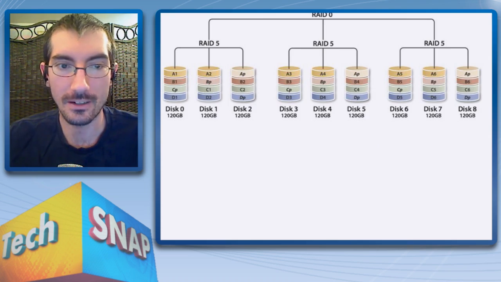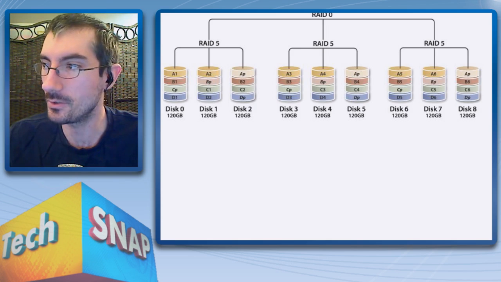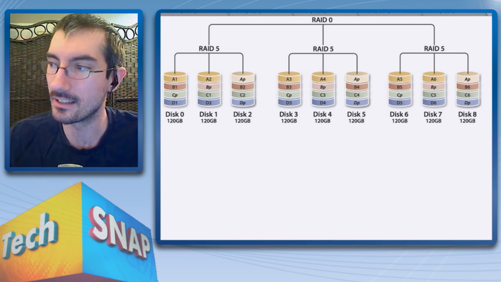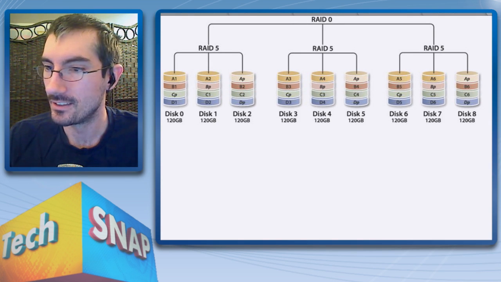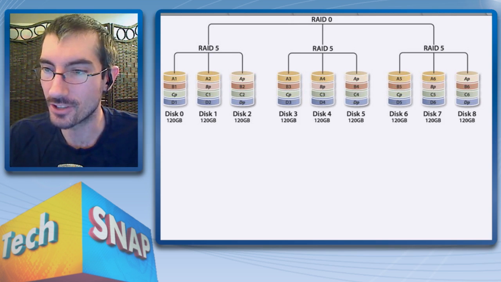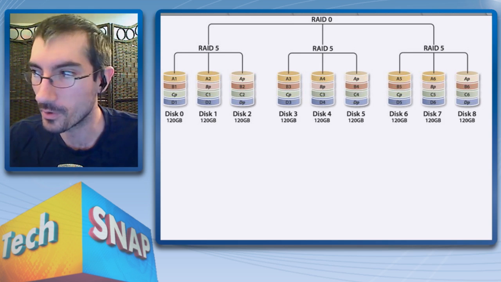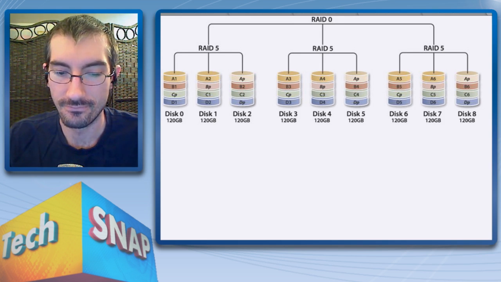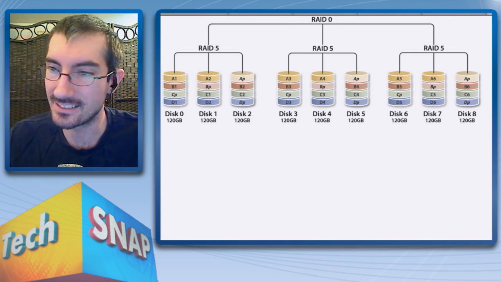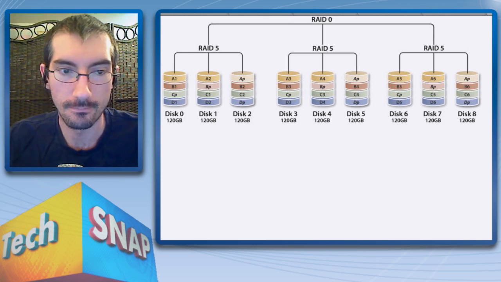Yep. So with RAID 50 and 60, basically what you're doing is RAID 0, which is striping, across two or more arrays of RAID 5 or 6. So you have your RAID 5 array for your fault tolerance, and it's already striping. And then you're striping across multiple RAID 5 arrays. Or again, you can do this with RAID 6 for additional fault tolerance.